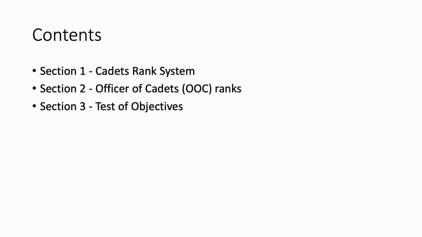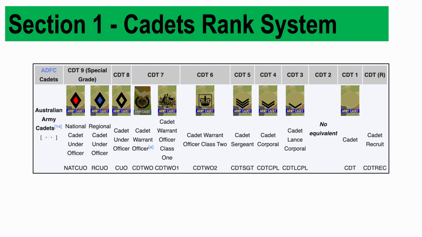For the contents of this video, we'll be looking at three sections, the first being the cadet ranking system. The second section we'll talk about the officers of cadets, and then the third section will be test objectives. So this is the diagram that I've just managed to find on the Wikipedia page. It looks quite complicated, but it's pretty straightforward once I walk through it.